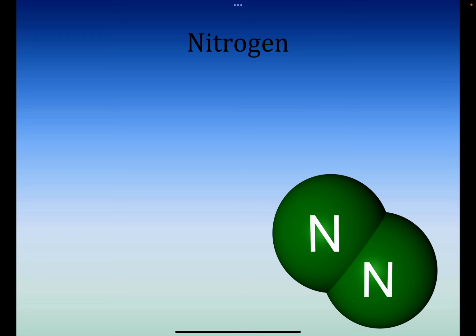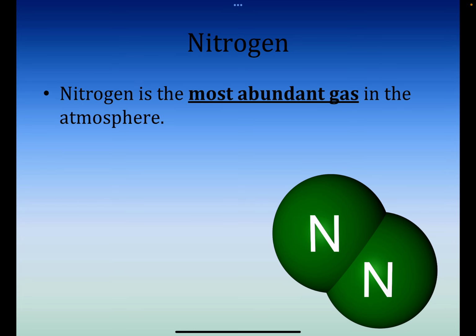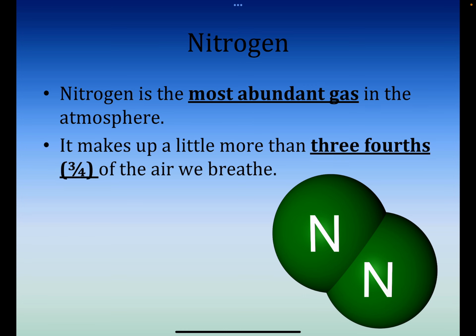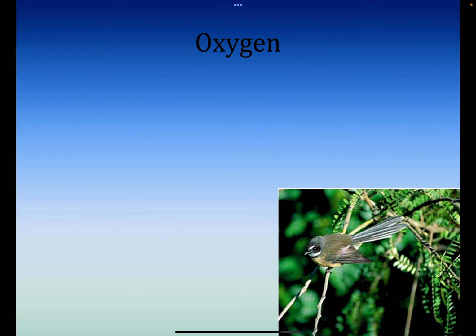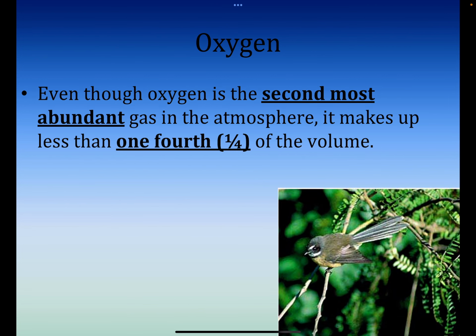All right, so let's go through these different items and talk about their importance. Number one, let's talk about nitrogen. Nitrogen is the most abundant gas in our atmosphere. It makes up a little more than 3/4 of the air we breathe. But again, we don't use nitrogen in our respiration. We use another element, which would be oxygen. Oxygen is the second most abundant gas in our atmosphere, and it makes up less than 1/4 of the volume.